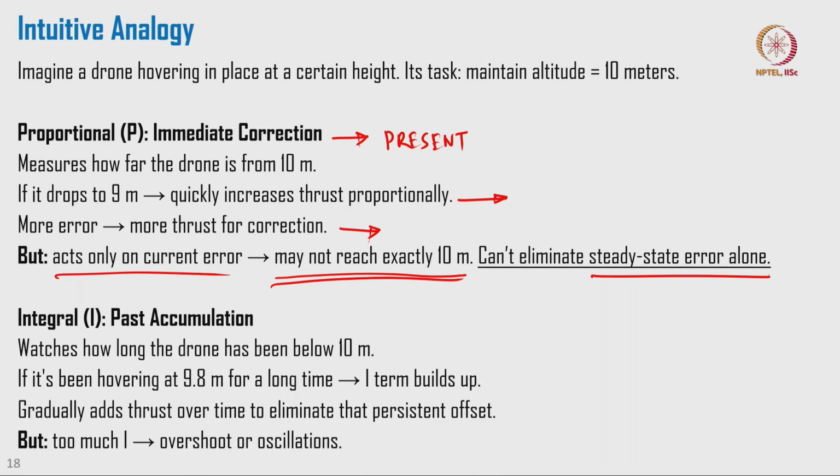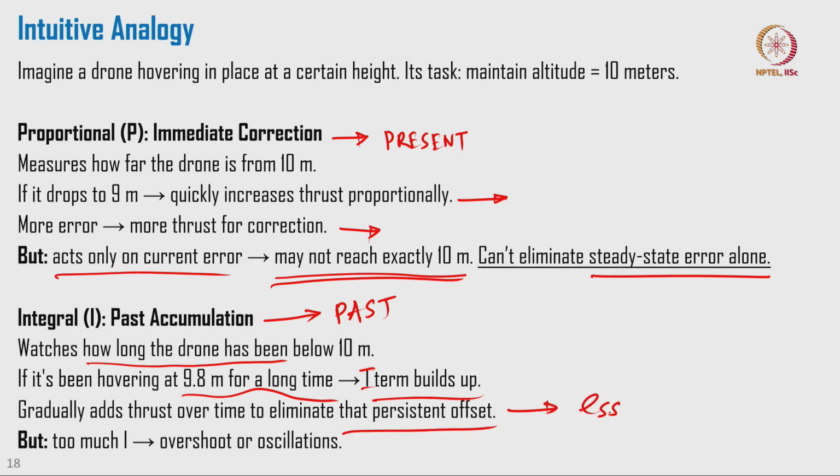Integral control works on past errors, so the past accumulation of errors. It watches how long the drone has been below 10 meters. If it has been hovering at 9.8 meters for a long time, the I term builds up. It gradually adds thrust over time to eliminate the persistent offset. That means it will try to eliminate the steady state error, or reduce it.